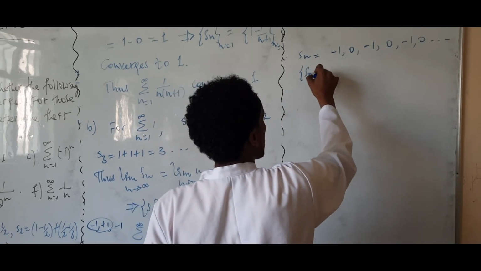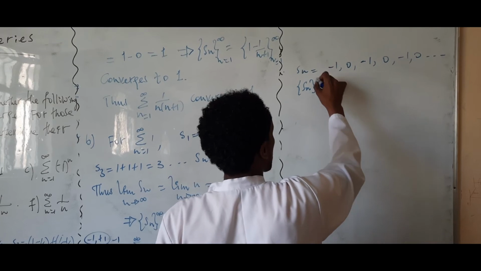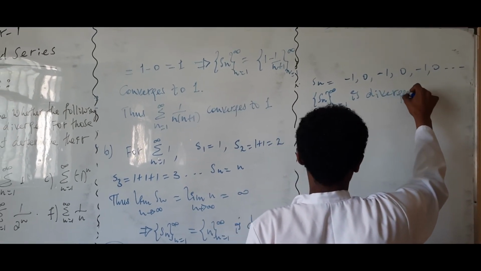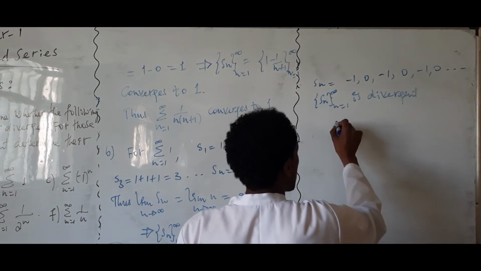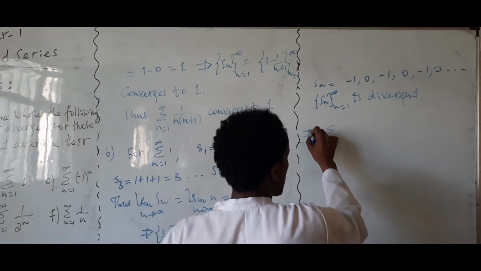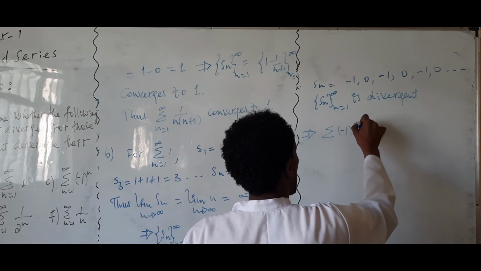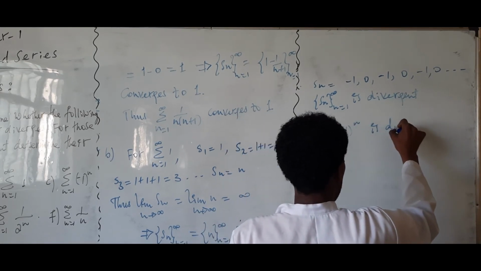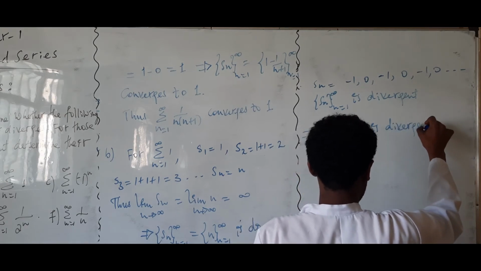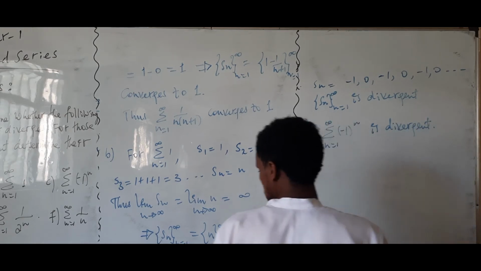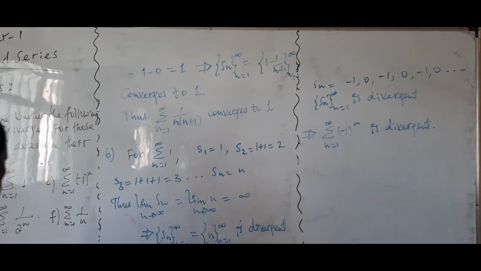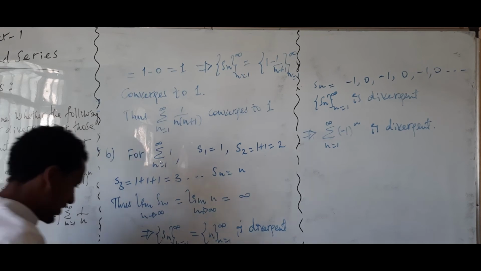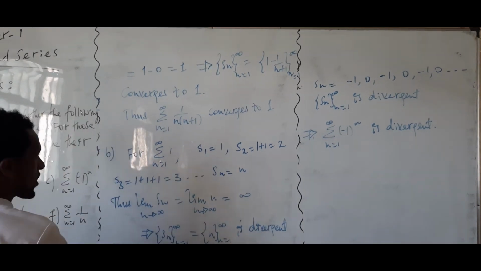Therefore, the sequence Sn, from 1 to infinity, is a divergent sequence. This implies the sum of (-1)^n, when n starts from 1 to infinity, is a divergent series. Next, let us see the series given in D.